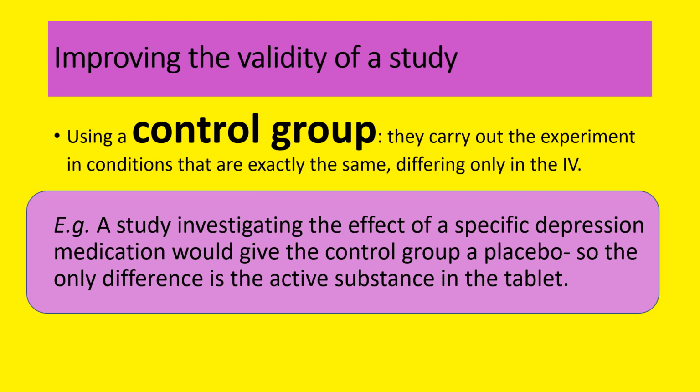Ways of improving the validity of a study. You could use a control group. So a control group is used to make comparisons to the IV. So in drugs trials, they will always have a control group. So they want to test the effectiveness, say, of a new antidepressant. And so they'll randomly allocate the participants to either receive the real new antidepressant, or the control group will get a placebo, and they won't know which one they've got.